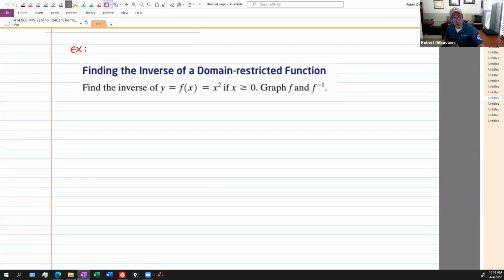First step, I replace f of x with y equals x squared. Step 2, I want to switch the x's and y's. I put x here, I put y squared there. And step 3, I want to solve for y. How would you get y by itself here?